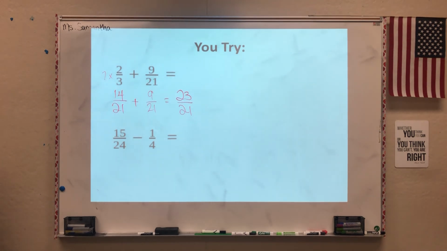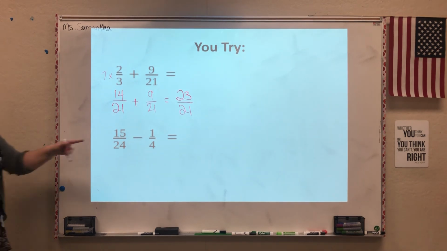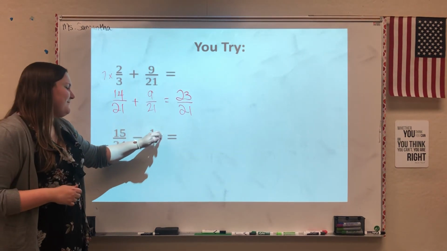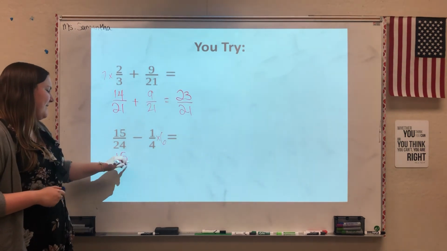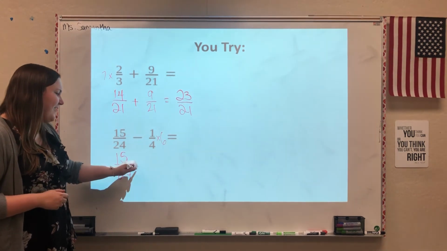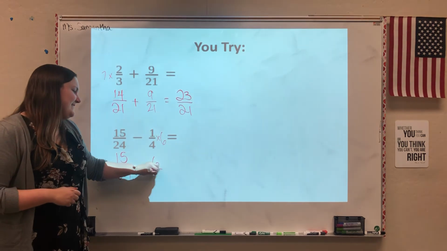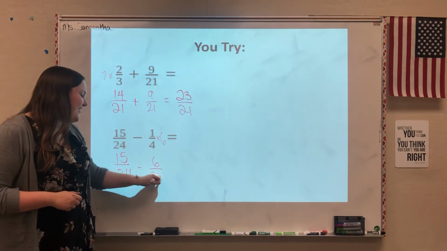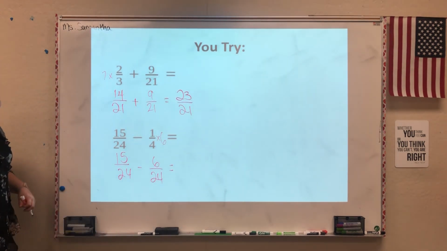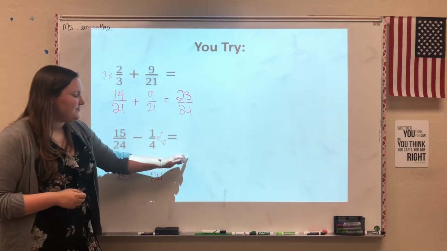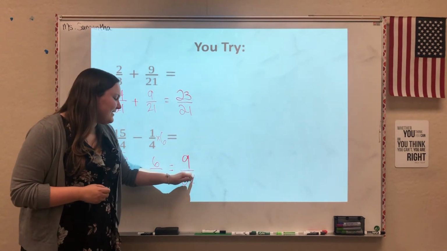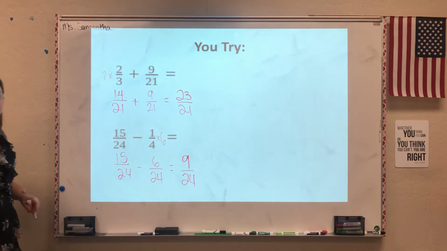What about that second one? 15/24 minus 1/4. Here you'd want to multiply that second fraction by 6. That way the denominators would both be 24. 1 times 6 is 6. 4 times 6 is 24. Here when you subtract 15 minus 6, it gives you 9. So we get 9/24. This time you can simplify.